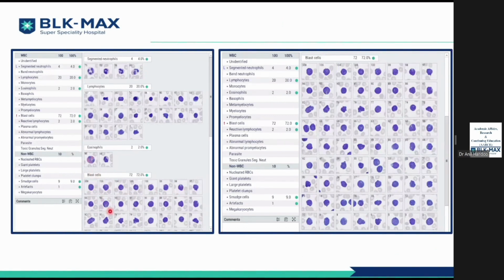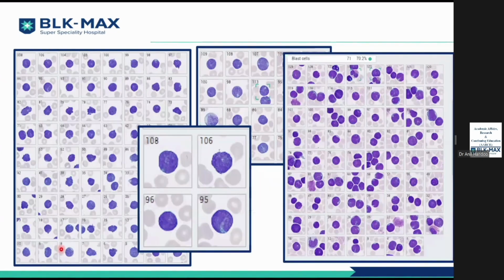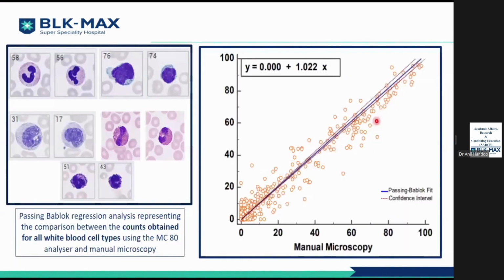So this is another case wherein, as you can see very beautifully, the blasts have been picked up. All these blasts have been picked up. There are about 72% of them, and they're all of various shapes and sizes. This turned out to be a case of acute lymphoblastic leukemia. And you can see the images of the blasts at a relatively higher magnification, after we improved the staining in this particular case.